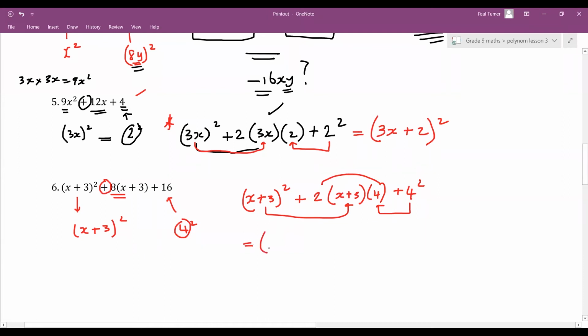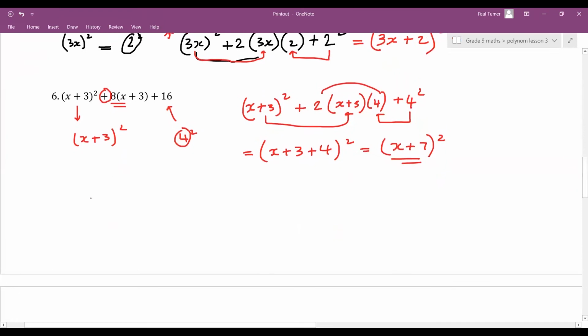So we'd write that as x plus 3 plus 4 all squared. And you can see you can simplify that to x plus 7 all squared like that. So if you expand this and you expand this, you'll end up with the same answer, okay, for that one there. Now, one question that wouldn't work, I showed you before.